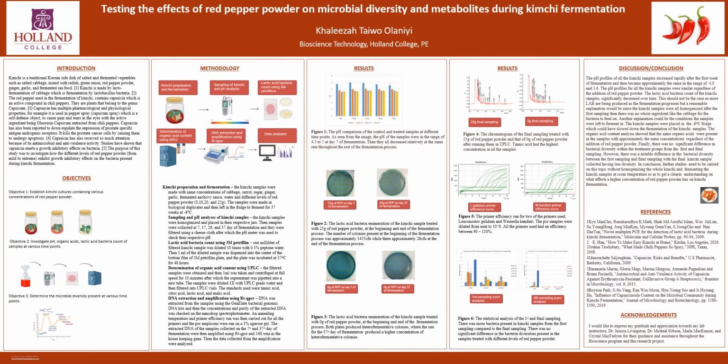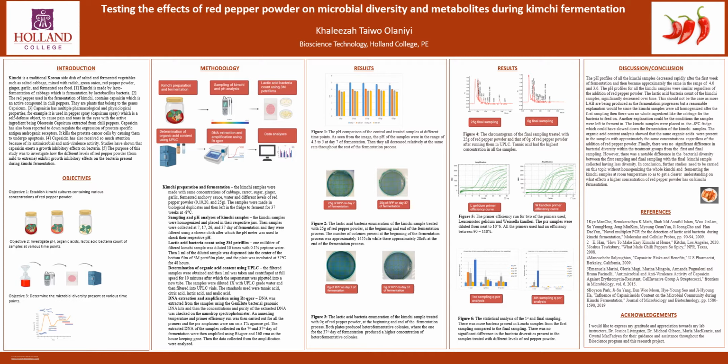So, going to the discussion and conclusion. The pH profiles of all of the kimchi samples decreased rapidly after the first week of fermentation, and then became approximately the same, in the range of 1.0 and 3.6. The pH profiles for all the kimchi samples were similar, regardless of the addition of red pepper powder.